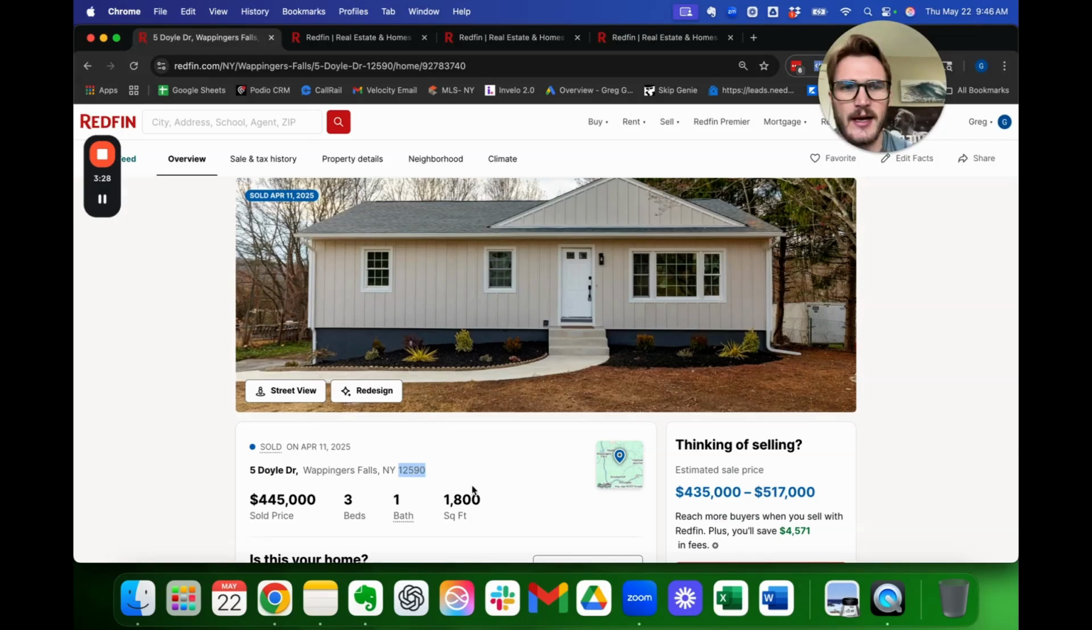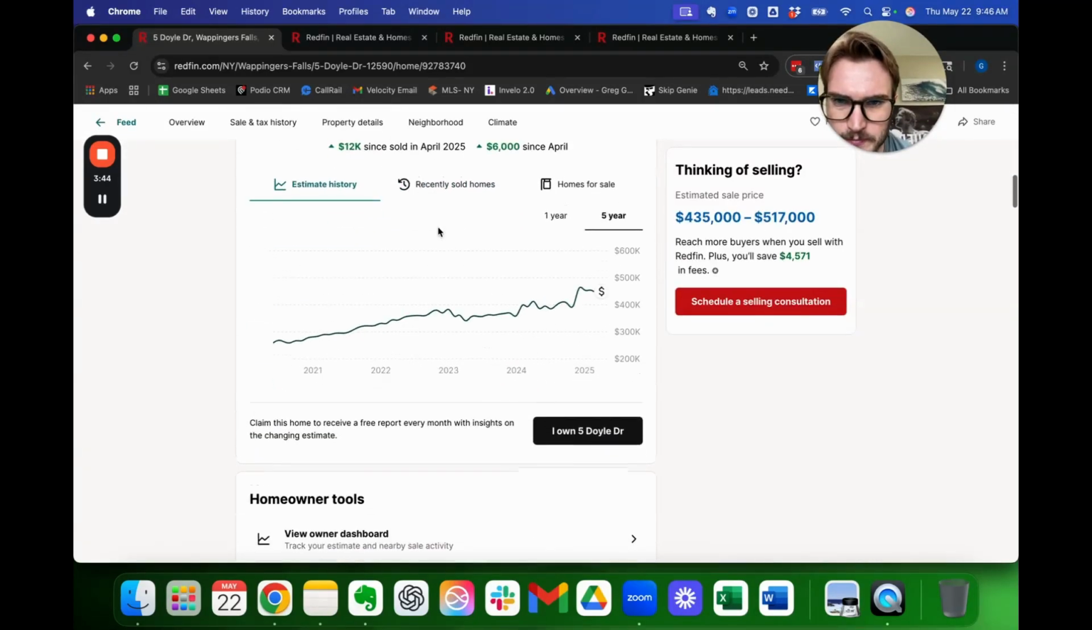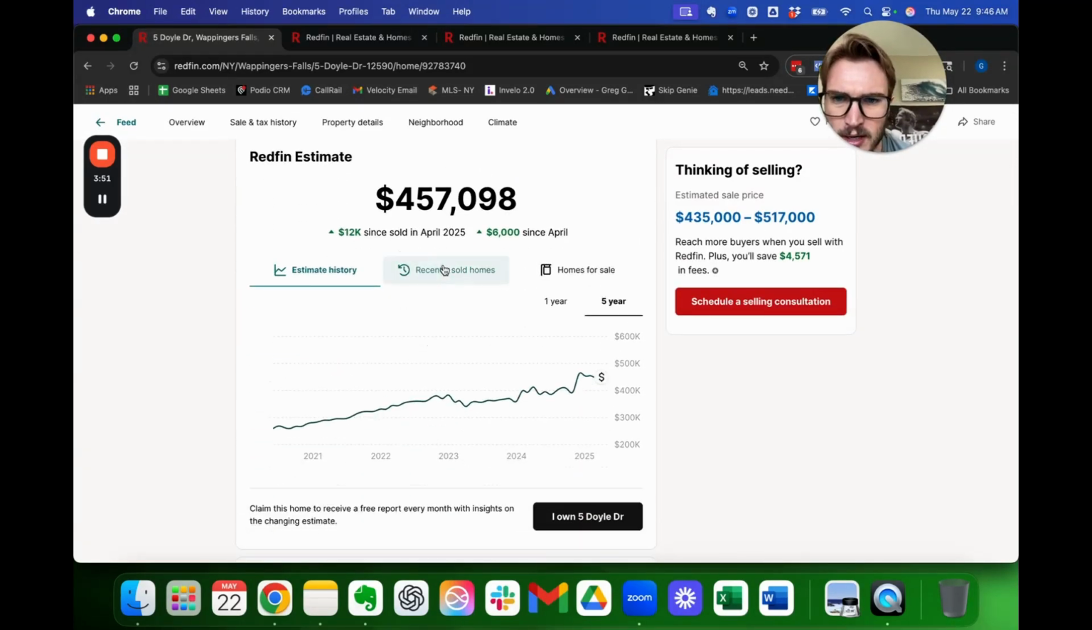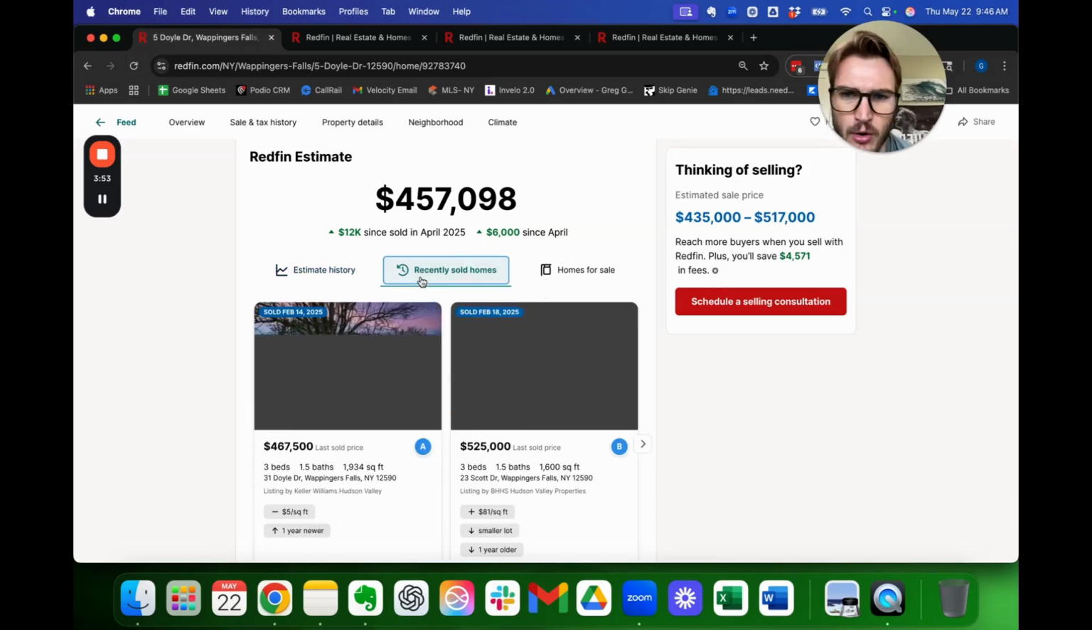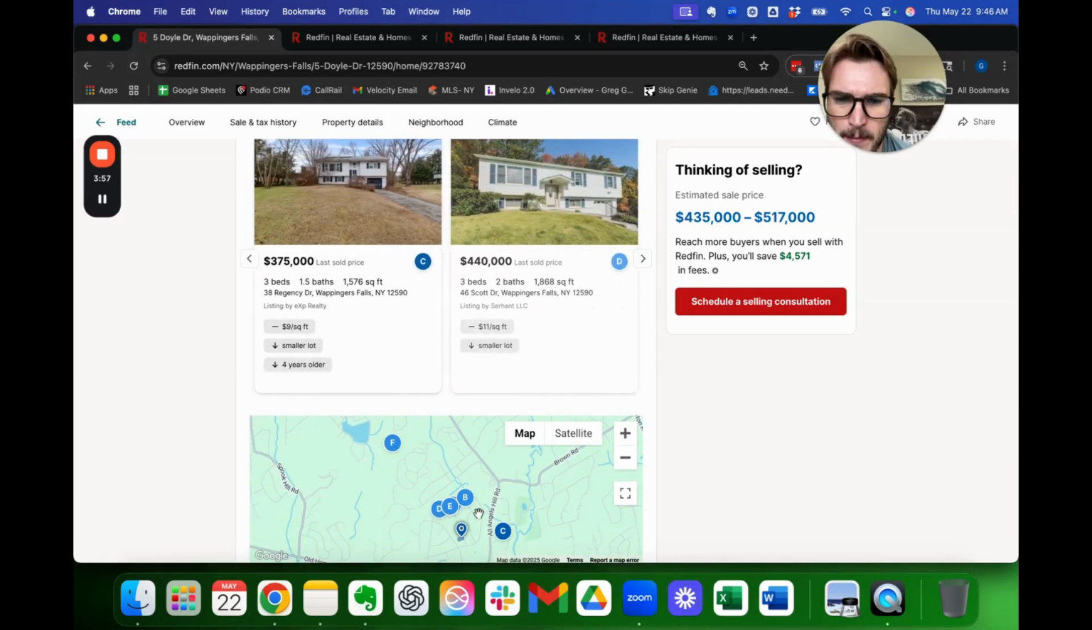Actually, before I get into that, the first thing that you can do on Redfin, which is really cool, is a quick analysis of sold comparables. You literally just scroll down here, about a quarter of the way down. You can click here where it says recently sold homes. And then it's going to pull up a map, which is cool.